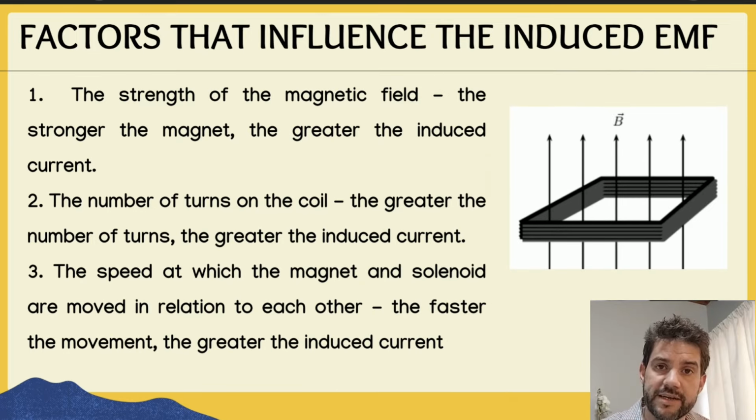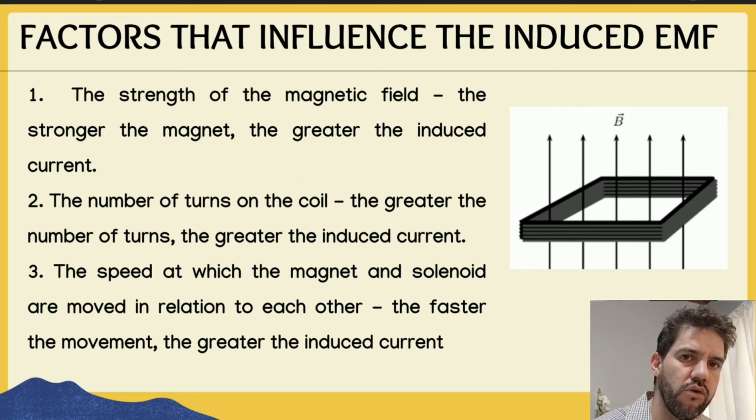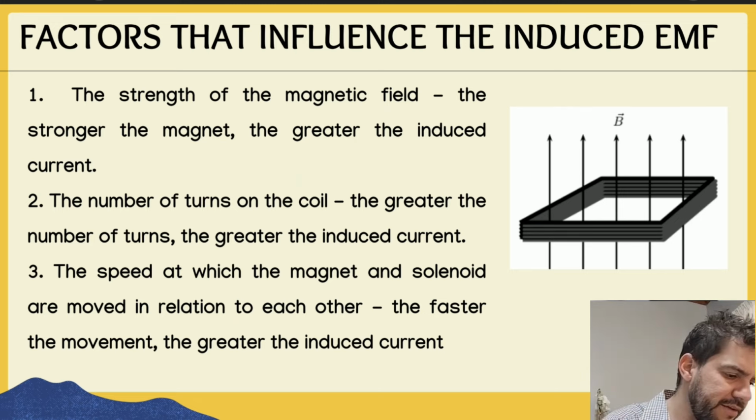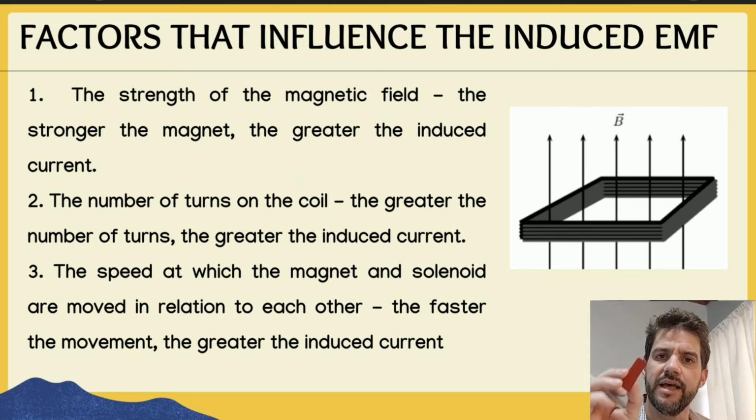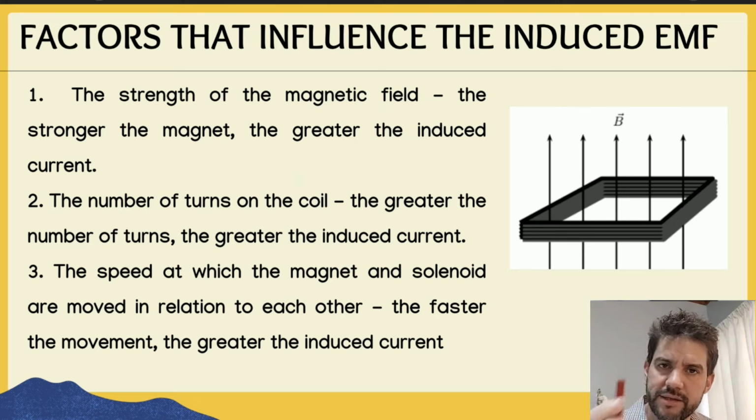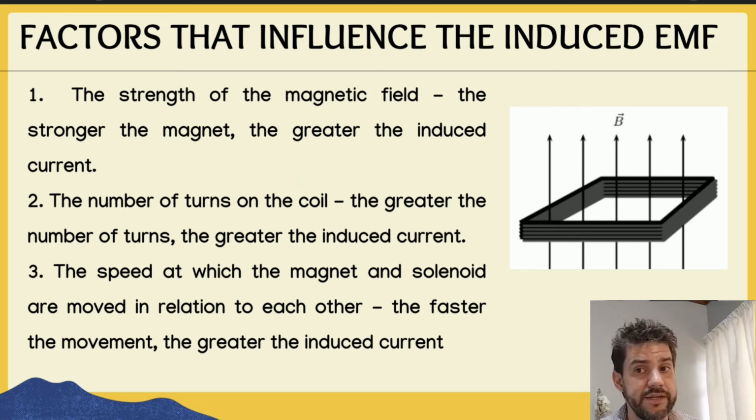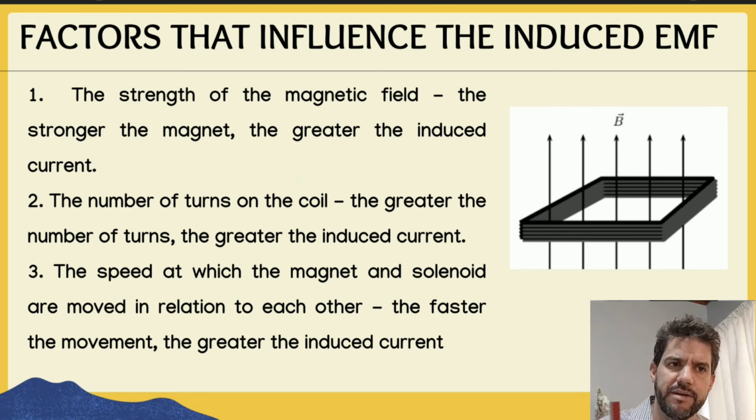Now, what factors will affect the induced EMF? Well, we have three main factors, and all of them are in the formula. The first is the strength of the magnetic field. How strong is the magnetic field generated by the magnet? How can we increase or decrease that one? By changing the magnet, by using a stronger magnet or a weaker magnet. That is the way of changing the strength of the magnetic field.